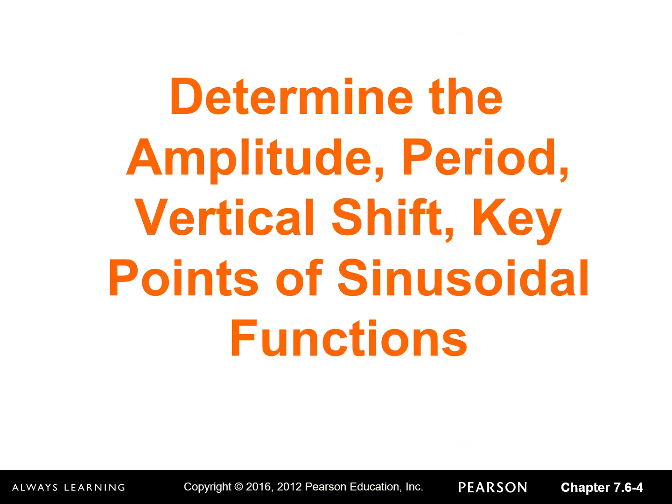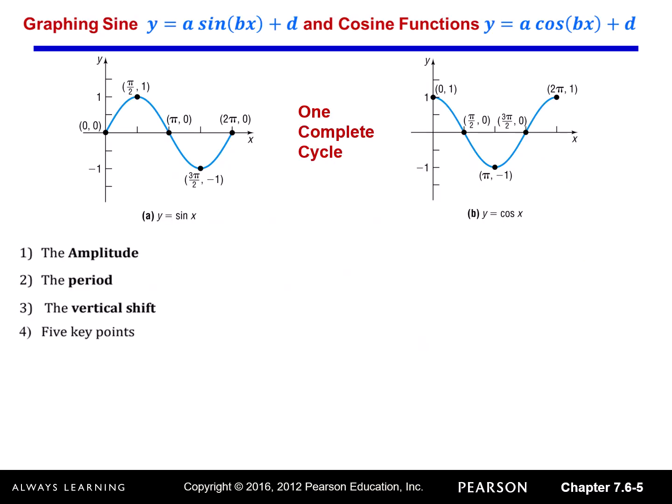On the next slide, we will determine the amplitude, period, vertical shift, and key points of sine and cosine functions. The graph shows one complete cycle for sine and one complete cycle for cosine. The general form of a sine function is y equal to a sine of bx plus d, while the cosine function is y equal to a times cosine bx plus d. A is the coefficient multiplied to sine of bx, while bx is the angle for sine, and d is a real number added to the sine function, same as this general form for cosine.